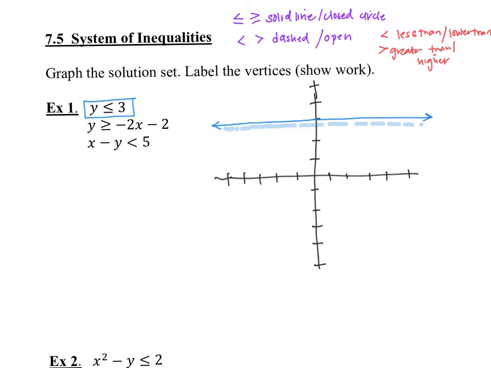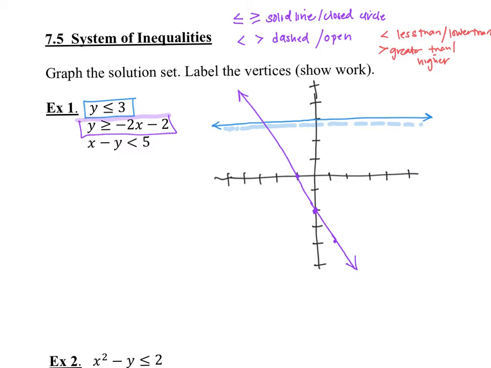Now which one am I going to do? I'm going to do this one next. It's already in slope-intercept form. The y-intercept is -2. The slope is -2, so down 2 over 1. This is a solid line because it equals. If you have graph paper, your graph will be nicer. I'm trying to make it straight.